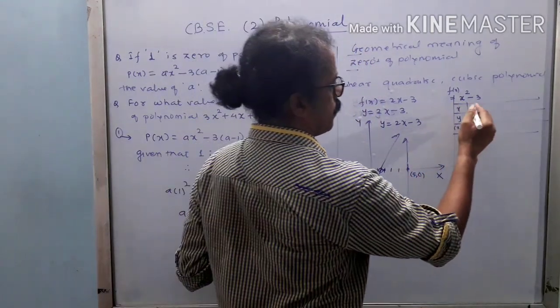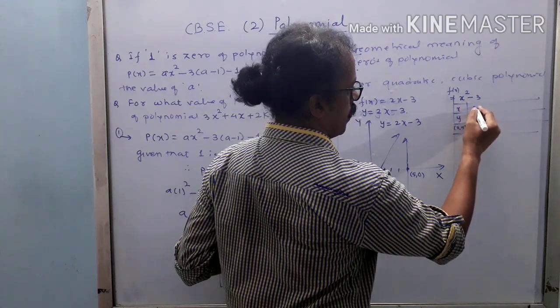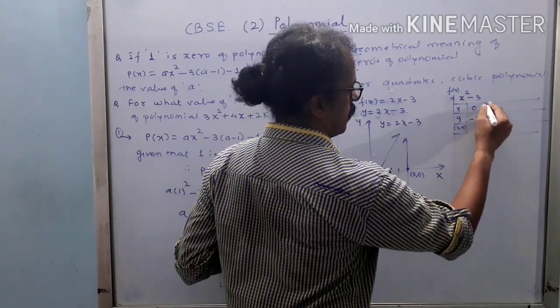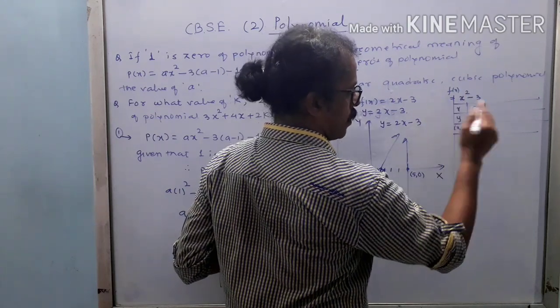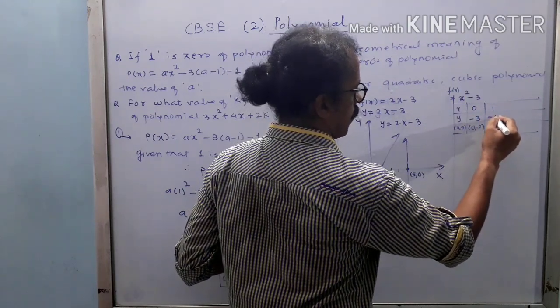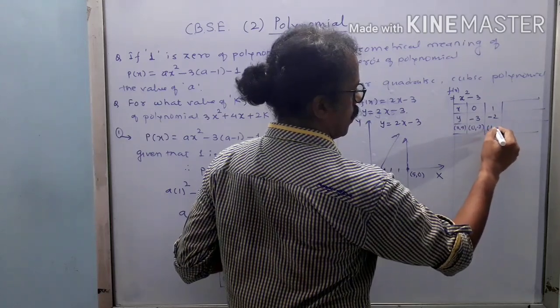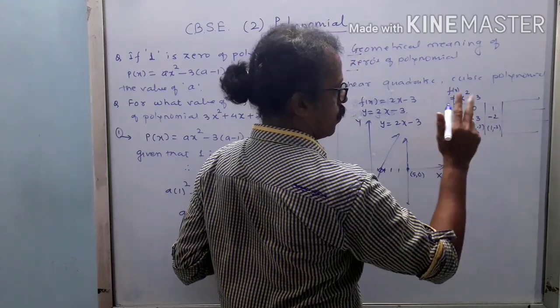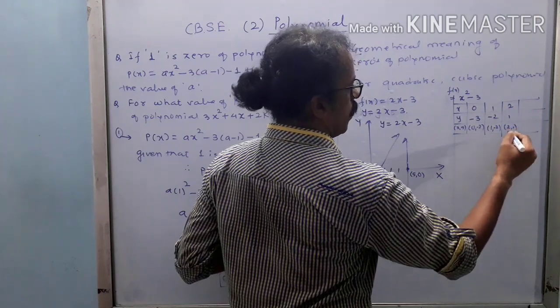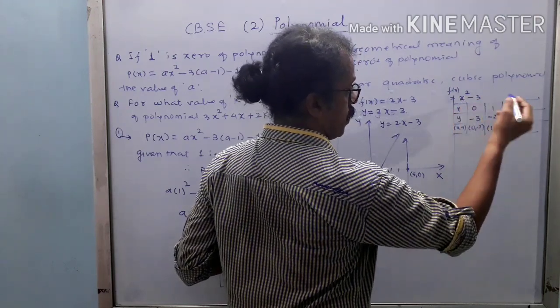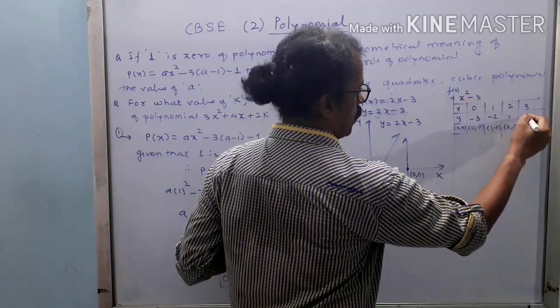Now here if I substitute x is equal to 0, what will I get? y will be minus 3. So 0 comma minus 3. If I take x is equal to 1, we will get minus 2, right? So 1 comma minus 2. If I take x is equal to 2, then it will become 1, right? So 2 comma 1. One more point, I will take x is equal to 3. So 9 minus 3, that is 6.